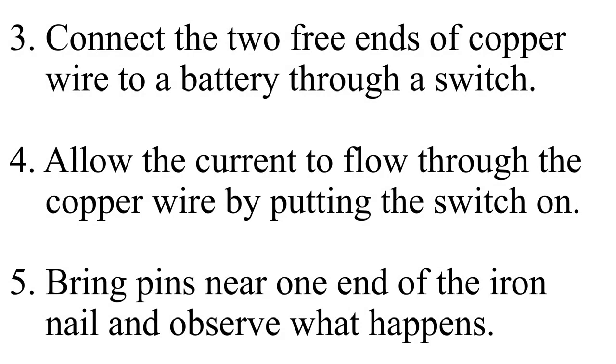Number 3. Connect the two free ends of copper wire to a battery through a switch. Number 4. Allow the current to flow through the copper wire by putting the switch on. This way, we are completing the circuit. Moving on to step number 5. Bring pins near one end of the iron nail and observe what happens.